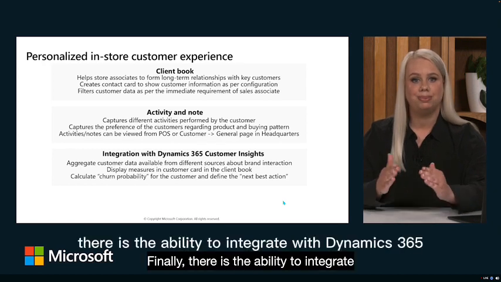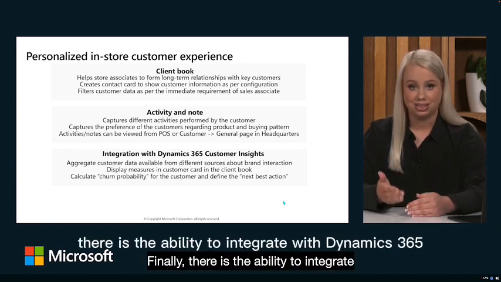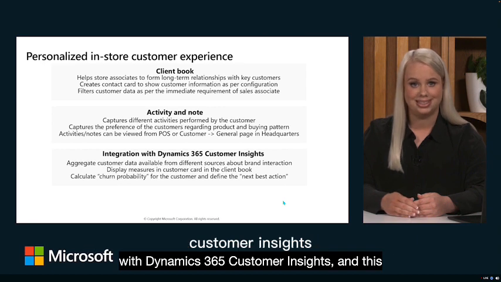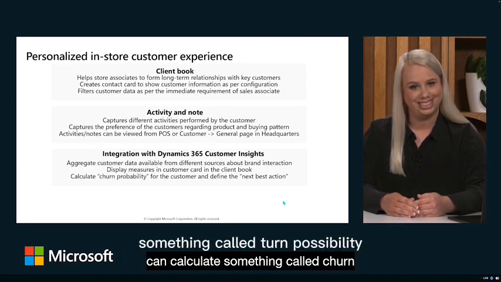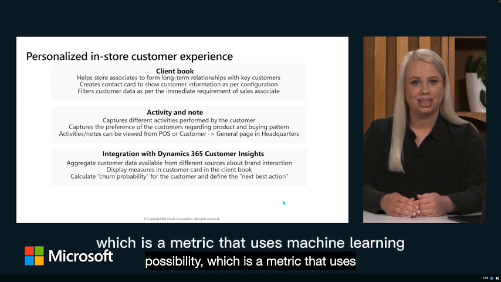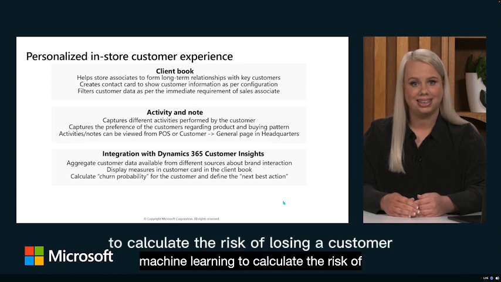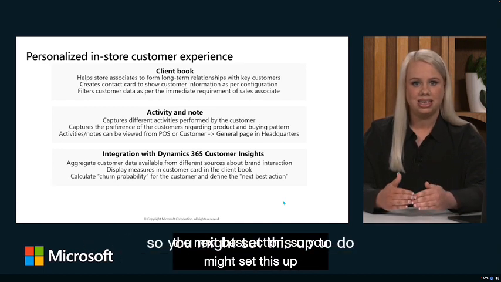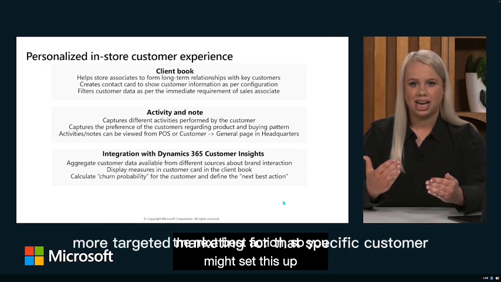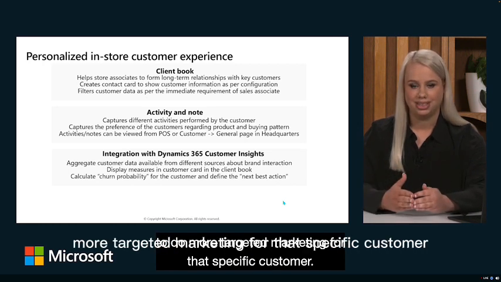Finally, there is the ability to integrate with Dynamics 365 Customer Insights, and this can calculate something called churn possibility, which is a metric that uses machine learning to calculate the risk of losing a customer and allow you to determine the next best action. So you might set this up to do more targeted marketing for that specific customer.